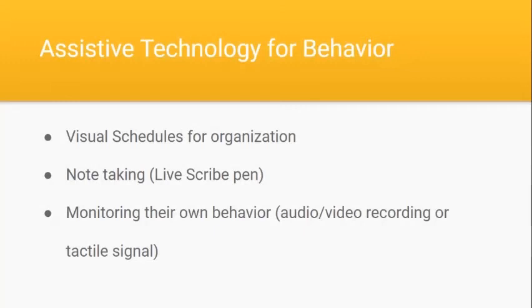So our next one is behavior. So we have some technology to manage the behavior, which is visual schedules for organization. So if you want a student to succeed in a certain behavior, having that set routine would help. So visual schedules help with that. If a student's having problems with note taking, a livescribe pen could be provided. And also, having audio and video or even tactile signals to help monitor students' behavior.